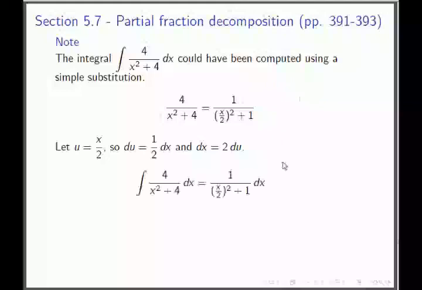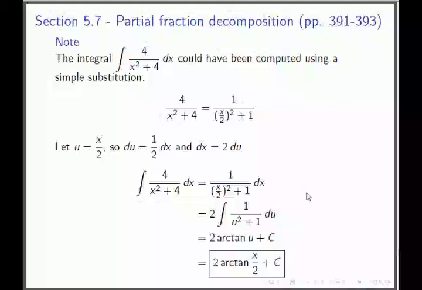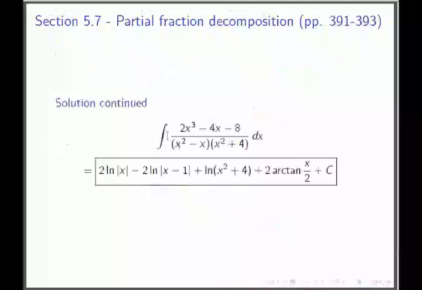There should be an integral sign here, sorry about that. Integral of 1 over x over 2 squared plus 1, and now I'm going to do the substitution. dx is equal to 2 du, there's the 2, and now this is just the arctangent of u, and then back substitute. Okay, so finally we can write down the full integral for this function. We had 4 different integrals. We calculated them separately. Here they are: 2 natural log absolute value of x minus 2 natural log absolute value of x minus 1, and so on.